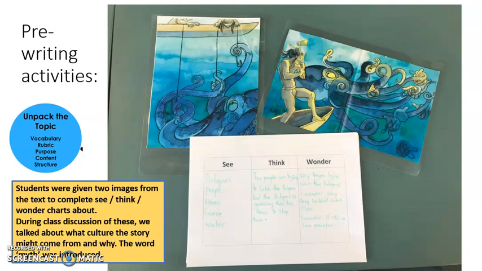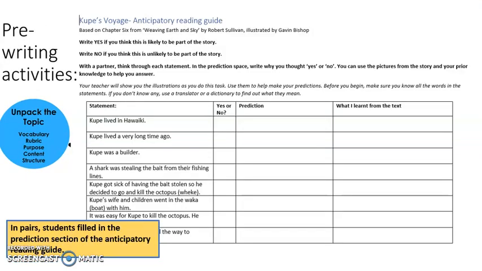The students were given the 2 images you can see, which are from the text that we were going to be reading, and they had to write about what they could see, make some predictions and ask some questions. After the students had done the See, Think, Wonder, we had a discussion about what myths were and how they can carry ancient truths within them.